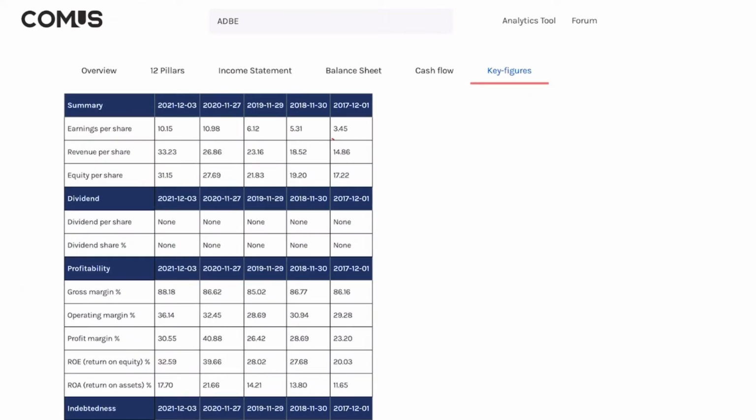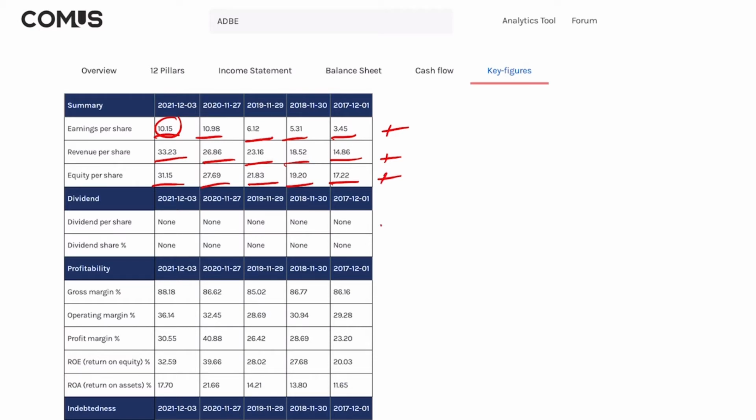Now let's jump over to the key figures, and what we can see here is that the earnings per share went from $3.4 per share up to $10 per share, and these numbers have been improving. We fell off a bit in 2021, but overall the trend is positive. Revenue per share went from $14.8 per share up to $33.2 per share, and these numbers have been improving every year. I like it. Equity per share went from $17 per share up to $31 per share, and these numbers have been improving every year.